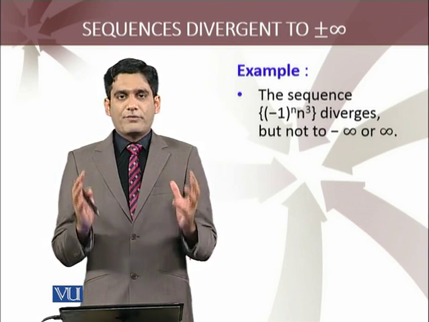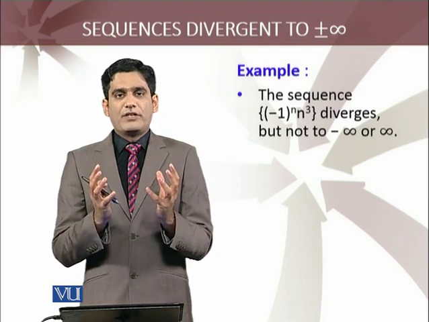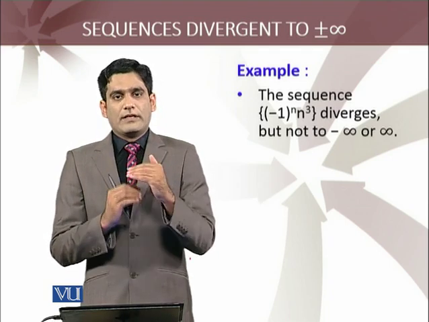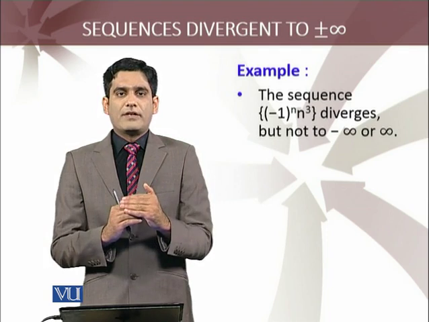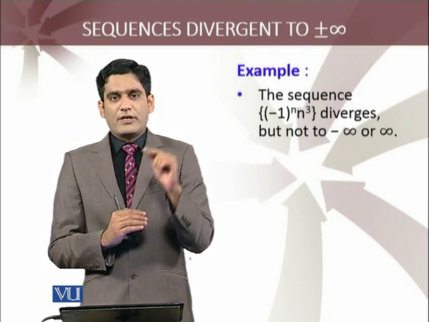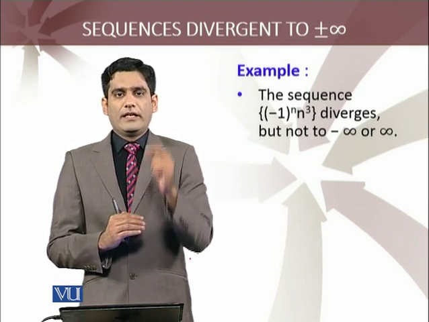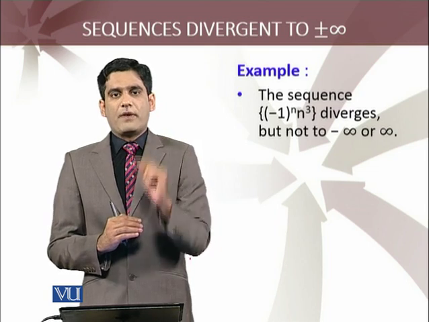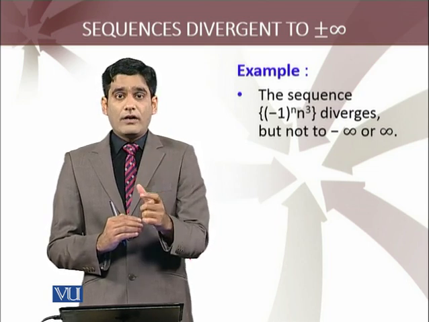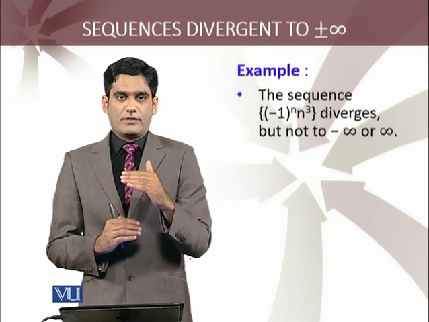So we have defined the term divergent in today's module. A sequence is said to be divergent if it diverges towards plus infinity, if it diverges towards minus infinity, or if it oscillates. That's it.